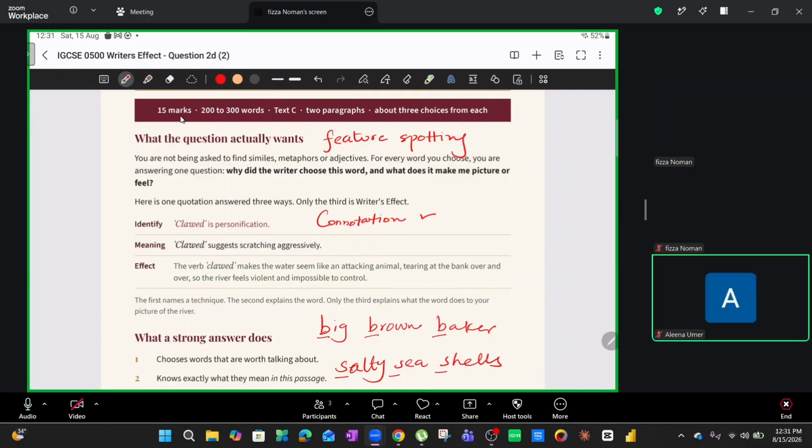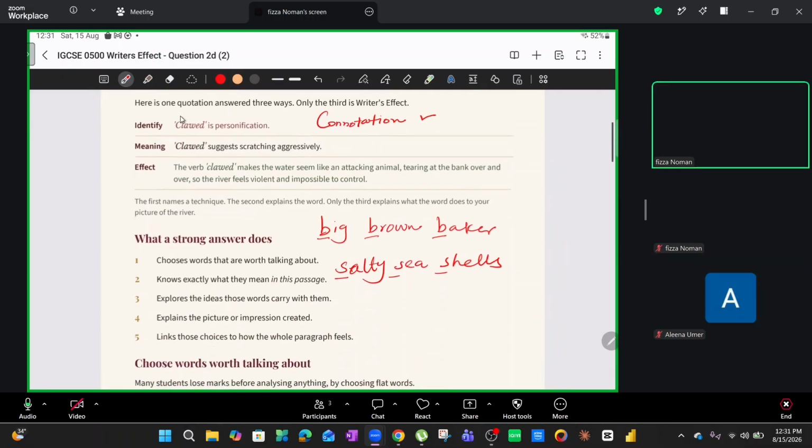Okay. Next up we have, so basically as you can see the footer as well, the first names the technique, the second only explains the word, only the third explains what the word does to your picture of the river. Isn't that the case?